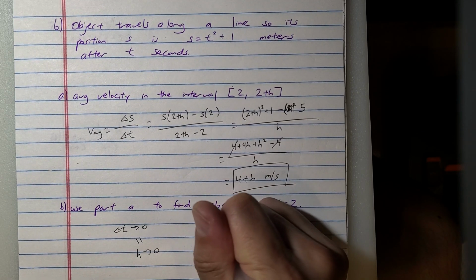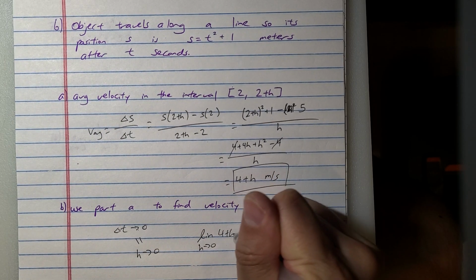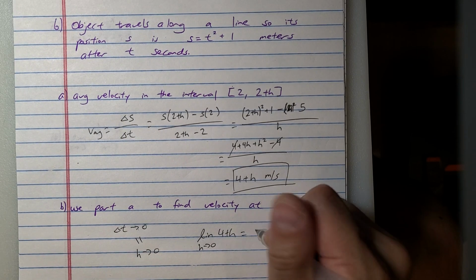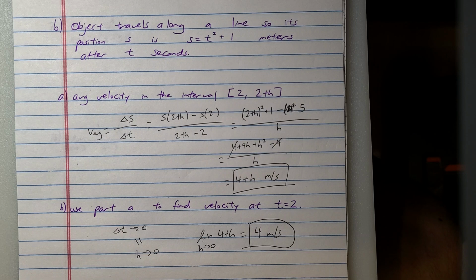Okay? So the limit as h goes to 0 of 4 plus h. That would be the instantaneous velocity at time equals 2. This is easy. That's just 4. Units are meters per second. Okay, so that's one way to think about it.